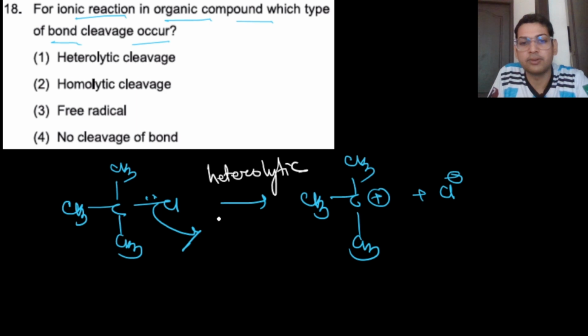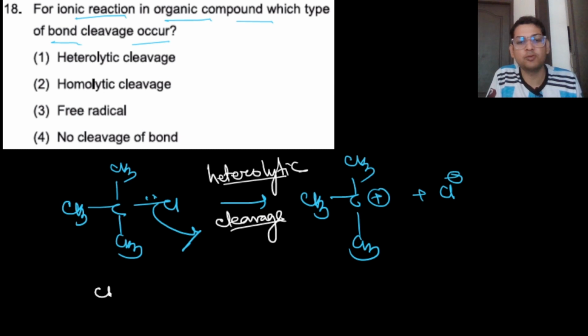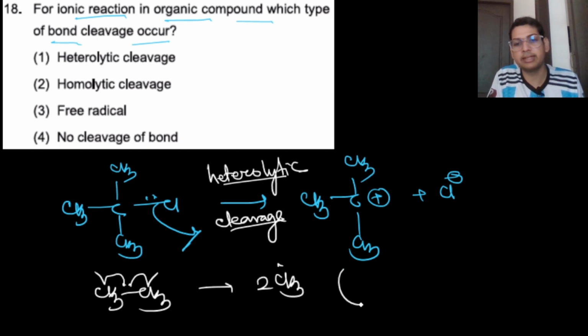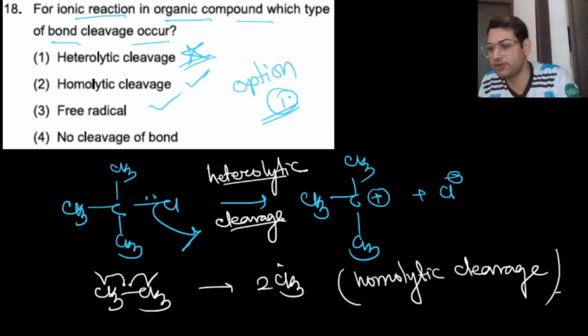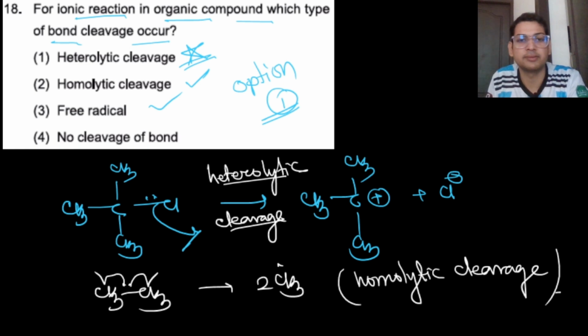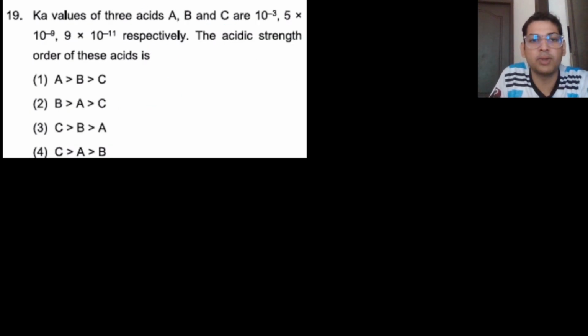Heterolytic cleavage. Because if it was a homolytic cleavage, what happens? You will get free radicals. Homolytic cleavage is like this. So this is called homolytic cleavage. You will get free radicals. Okay, no bond, that is not possible. Heterolytic cleavage will be your answer. Option number 1 will be your answer. These easy questions are given in the exam. Oh my god.